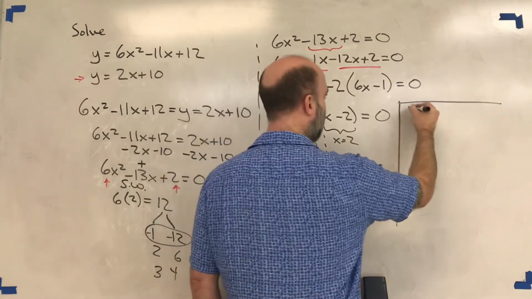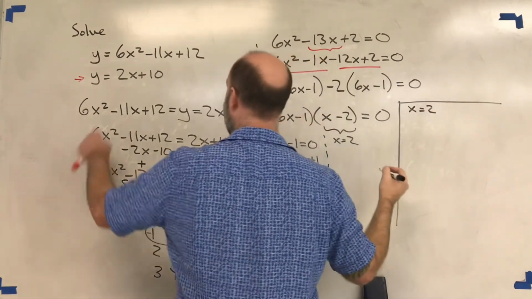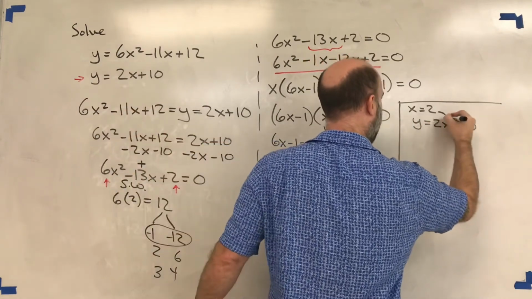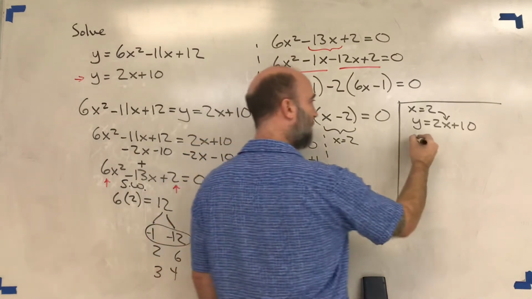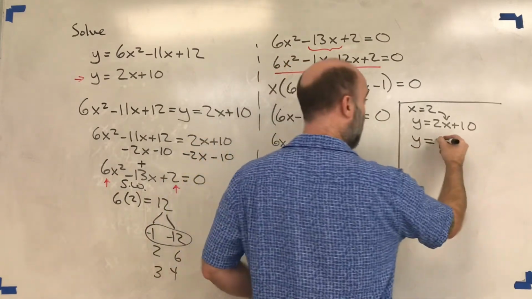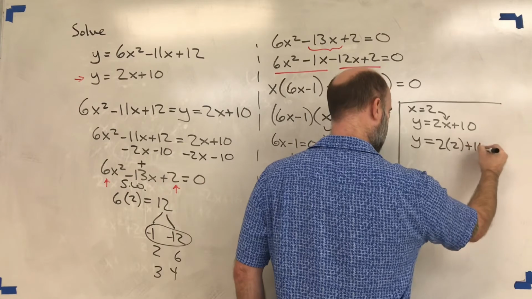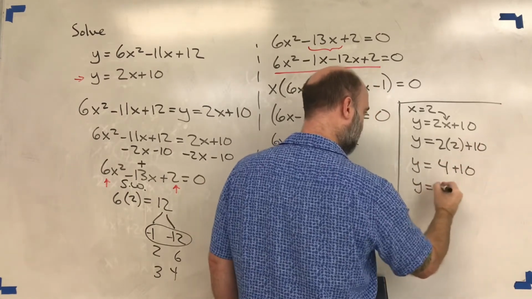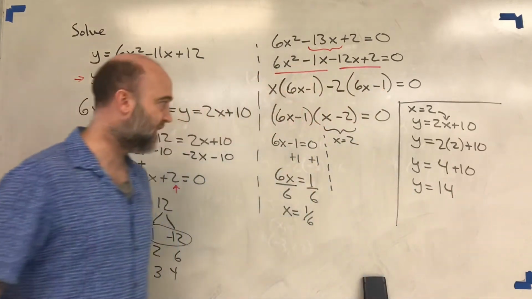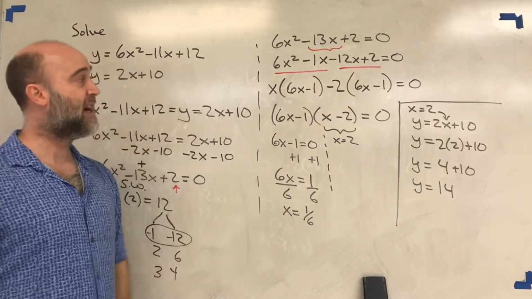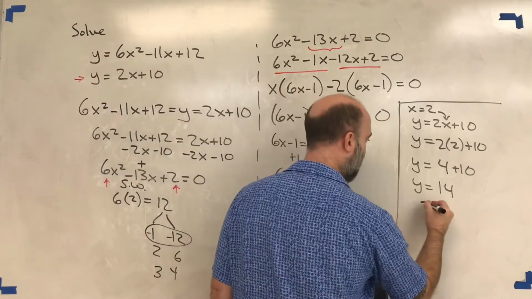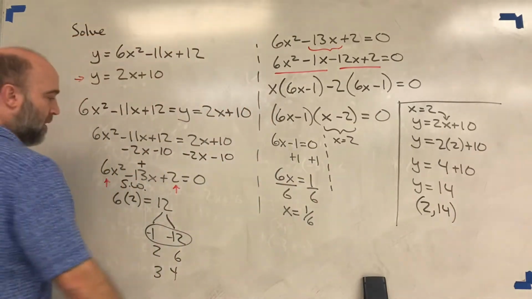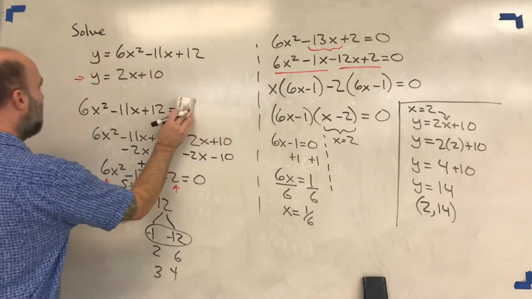I'll do the easiest one first, x equals 2. When x equals 2 for y equals 2x plus 10, I'm plugging 2 in for x. Y is equal to 2 times 2 plus 10. 2 times 2 is 4 plus 10. 14. Got 14. Don't forget to write it as an ordered pair. This would be the 2 comma 14 point. Okay. Go ahead and get rid of some of my work over here.